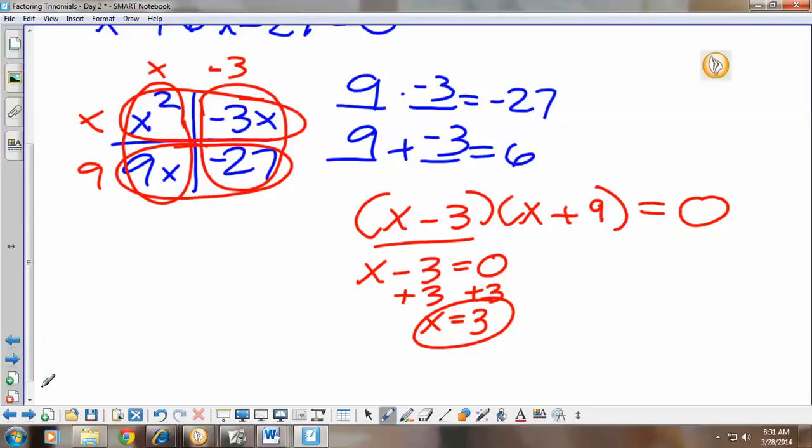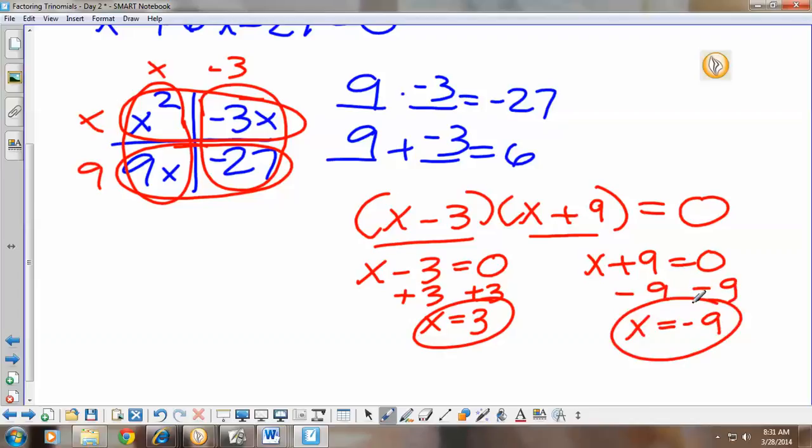For our second factor, x plus 9 equals 0. We could solve by subtracting 9. X is equal to negative 9. What have you noticed about the number of solutions each time? There's 2. And typically that's what you'll have in quadratics. Sometimes you'll have one answer, sometimes you'll have 2. There'll be other times where you won't have any answers, and we'll talk about that more in algebra 2. But usually you'll have 2 answers.